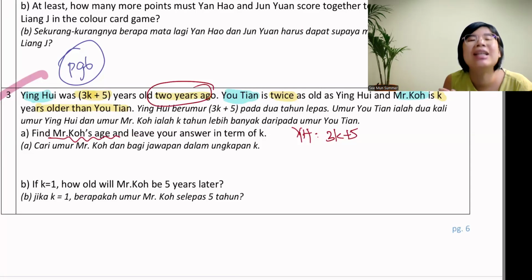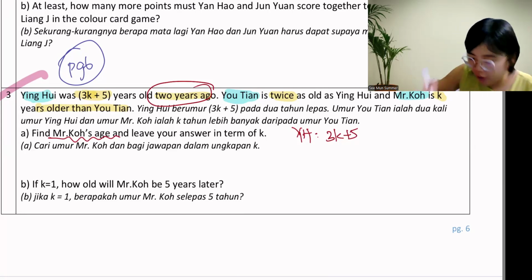If I want to find the current age, because it's 2 years ago, 3K plus 5, 2 years ago. Not times 2. Seriously? 2 years ago, you times 2? No, you're not times 2. For example, you are now 14 years old, correct? So 2 years ago, actually, you were 12 years old. So that's why 2 years ago you were 12. So how old are you now? So you plus 2. Yes, correct.